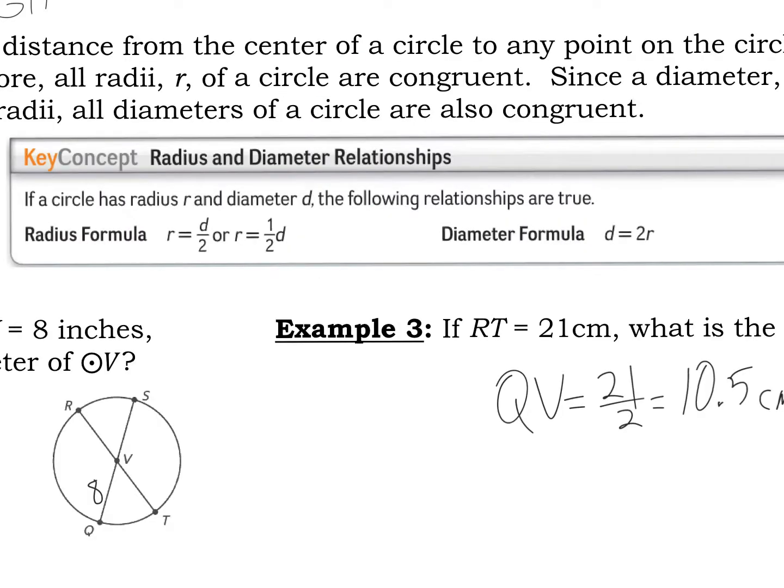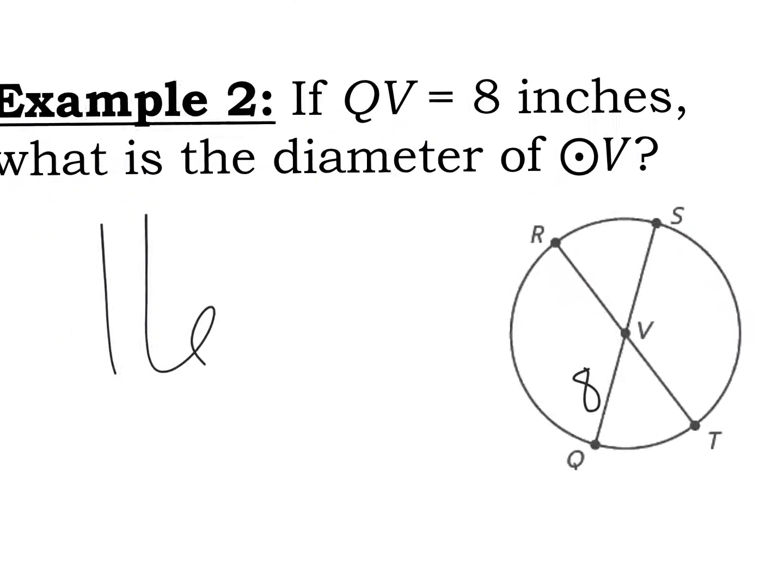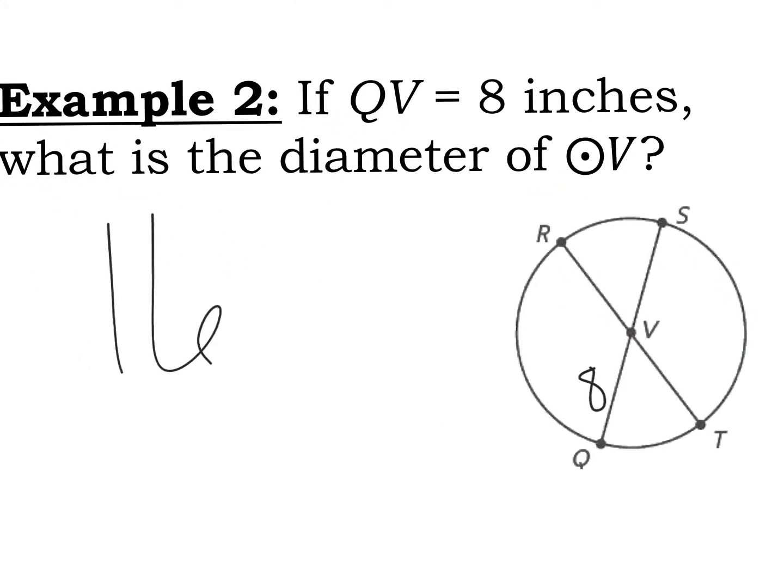This is something that you've probably learned in elementary or middle school: the radius is half the length of the diameter. So if you know the diameter, cut it in half. If you know the radius, double it to find the diameter. In this example here, I have QV, so that's a radius. That's 8 inches. So what's the diameter of circle V? I just double it. 8 times 2 is 16. Don't forget to write your units, children.